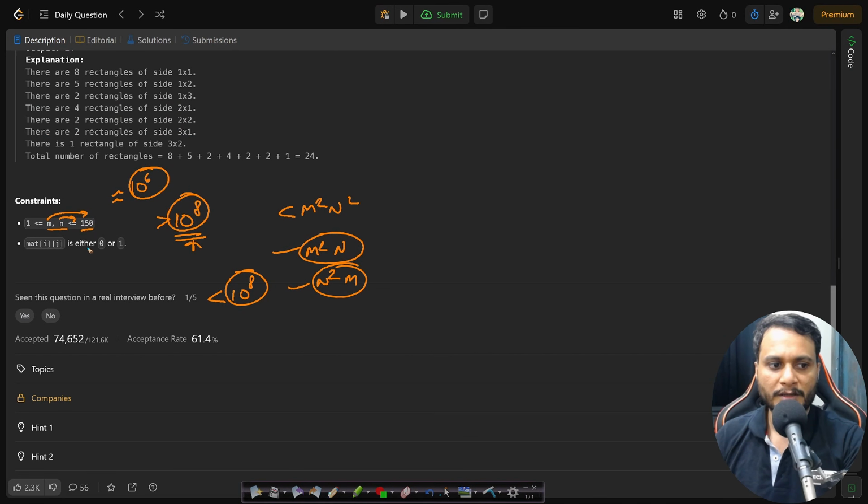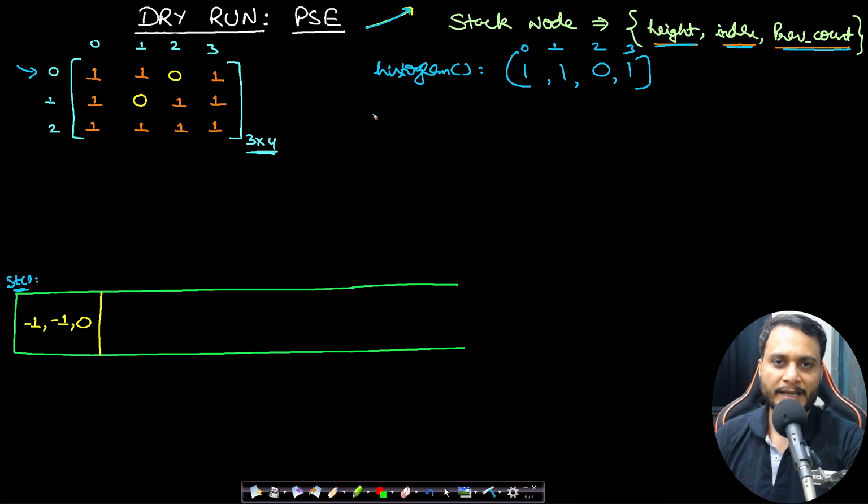If you see here, the values are 0 or 1, so the height cannot go negative. That is why the dummy height is negative, because I will never find a height less than 0. The index is -1 as well, which is out of bound, and the previous count, meaning the count of valid submatrices, is 0 at this point. I have inserted this so that you will never hit the case of the stack being empty.